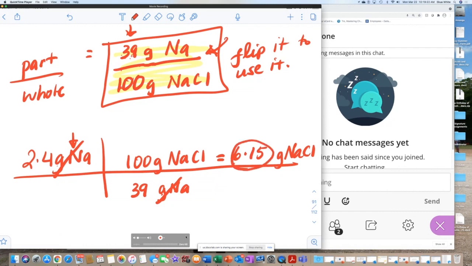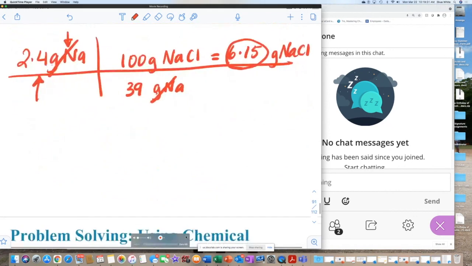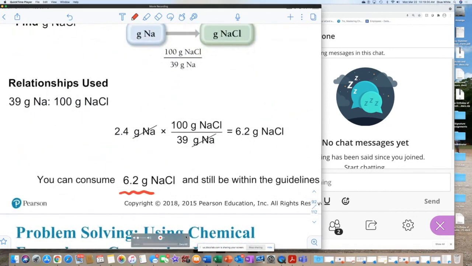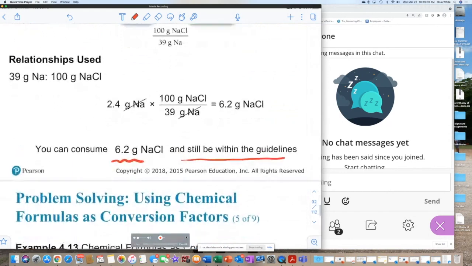Anyway, we can eat a whole 6.15 grams of sodium chloride and still be within the limit they want us to have, which is a maximum of 2.4 grams of sodium. So work it out over here. They rounded theirs up. If you eat all of the sodium, you're still within the guidelines.